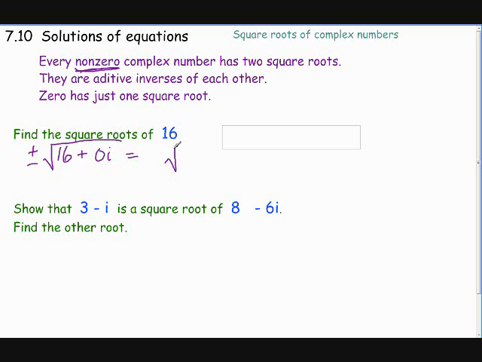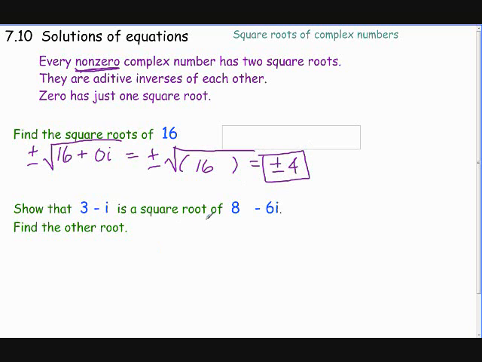So, oh, don't forget your plus and minus. There it is. Plus or minus the square root of 16. What is the square root of 16? 4.